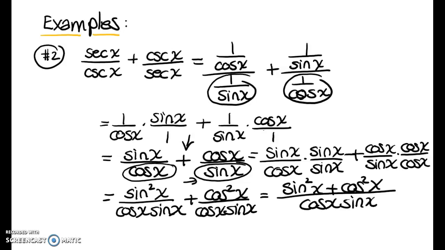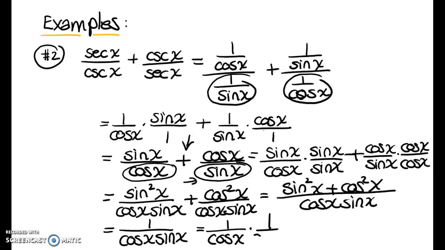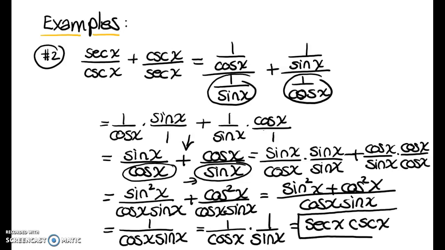And one of my identities says that sine squared x plus cosine squared x equals 1. So now when I simplify, I get this. But I'm not allowed to have any quotients in my answer. So I'm going to split this up into this. And I hope everybody agrees that I can do that, because when I multiply fractions, I'm just multiplying across. So what's the reciprocal of cosine? Well, that is secant of x. What's the reciprocal of sine? Well, that is cosecant of x. And that's going to be my final answer.